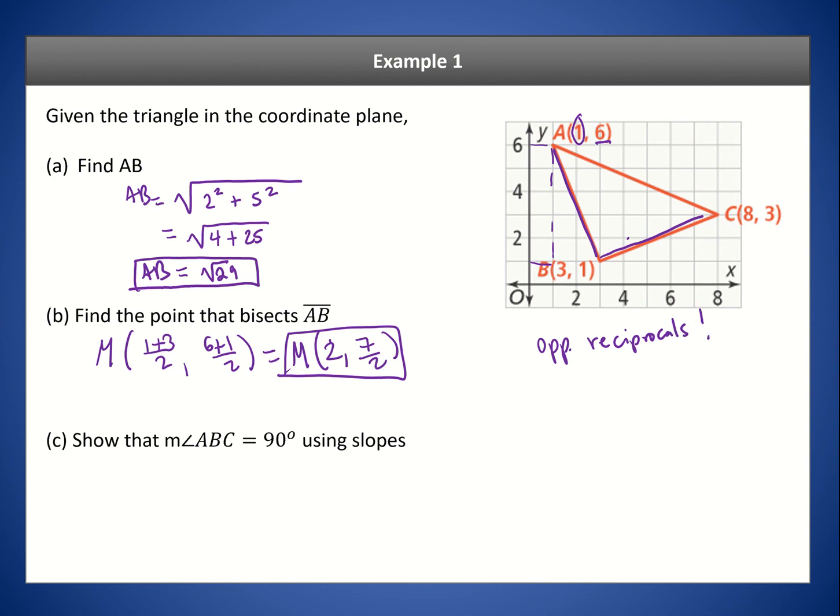Opposite reciprocals means that if you have a slope of 2 over 3, then the other slope is going to flip, called the reciprocal, and it's going to change to the opposite sign. So if this were negative, then this will turn into positive. The signs are opposite and they're reciprocals, they flip. That's an example of two lines that cross at a 90-degree angle and are perpendicular.